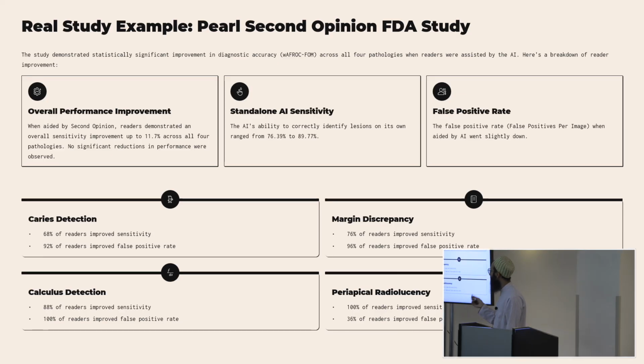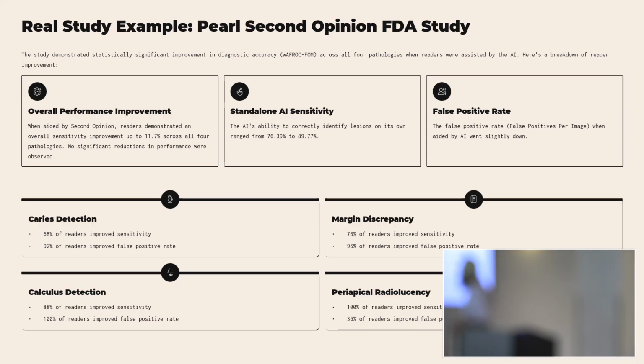Well, calculus went up, but the number one thing that went up, 100% of readers got better at finding periapical radiolucency through the clinical trial. But point being, each of these effectively went through a separate kind of statistical significance calculation, and each of them had to be approved separately. And each of them showed that it met all 3 benchmarks. And none of them got worse? None of them got worse.